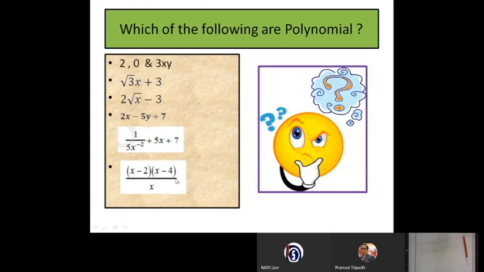So again, we discuss it. 2, 0, and 3 and xy. All three are polynomials. The second case is also a polynomial. But in the third case, the exponent of the variable becomes a rational number because x is raised to the power 1 upon 2. 1 upon 2 is a rational number, not a whole number. Hence, it is not a polynomial.